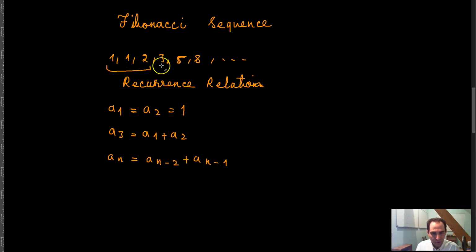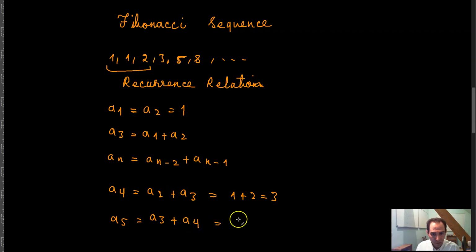Which means that, for example, a of 4 is equal to a of 2 plus a of 3, so 1 plus 2 is equal to 3, which is a of 4. Now a of 5, for example, would be equal to a of 3 plus a of 4, which is the same thing as 2 plus 3, and that is equal to 5, and so on and so forth. So the sequence is called the Fibonacci series, 1, 1, 2, 3, 5, 8, and so on and so forth.